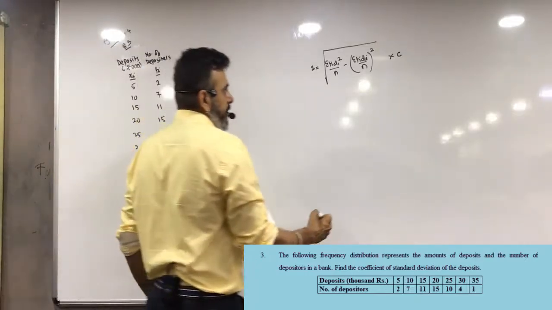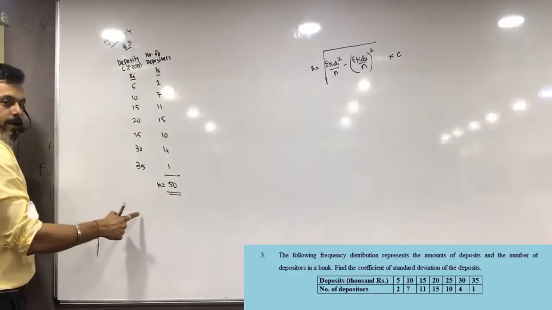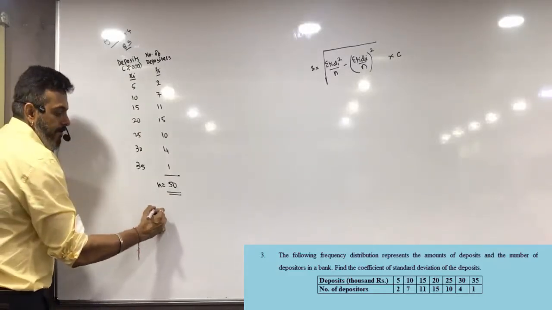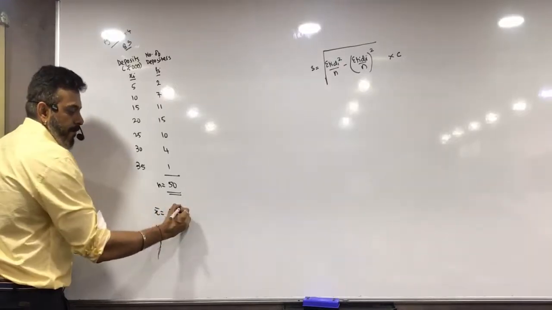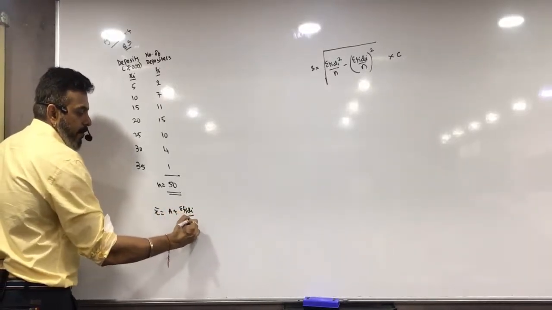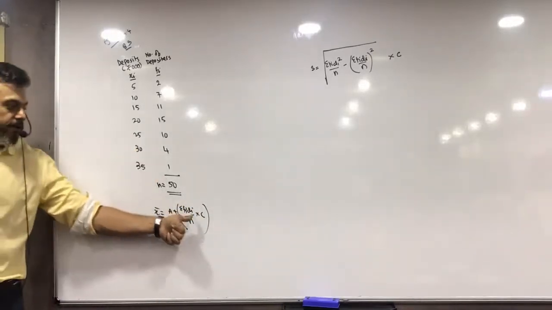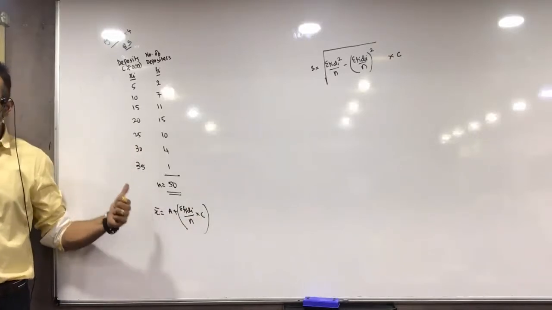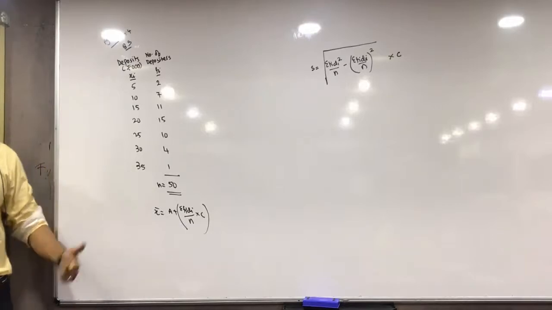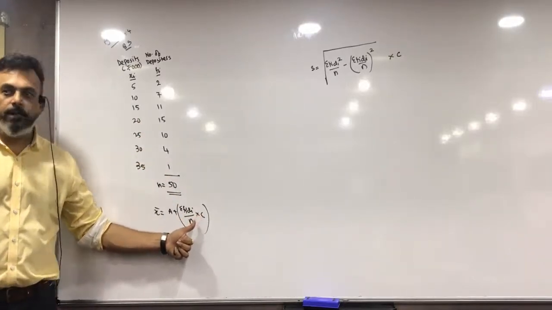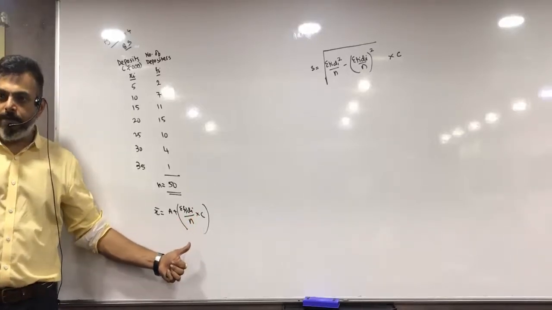We also have to find the mean, because we have to find the coefficient of standard deviation. So x bar is equal to, using the shortcut method, a plus sigma fi di upon n into c. It is discrete, so c is not the class length; it is the common difference between two consecutive variables. Understood? If you don't use c, then don't multiply by it. If you are using c, then multiply by c here.